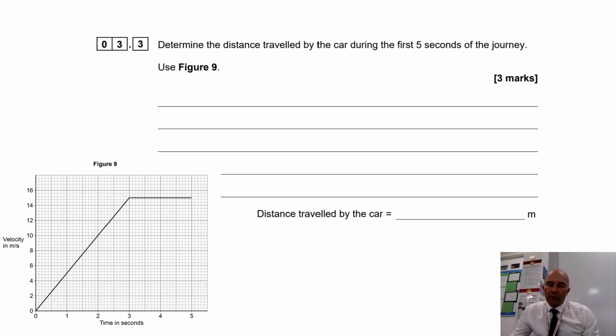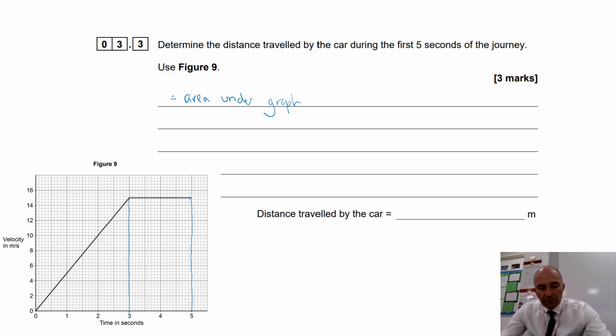Now in 3.3, we've got to determine the distance travelled by the car during the first 5 seconds of the journey. I've repeated the graph just because we're going to need to use it to work out the distance travelled. Now remember, the distance travelled is the area under the graph. Once you remember that, this now just becomes a bit of a maths question. We need to split our graph into geometrical shapes. We've got a triangle and we've got that nice rectangle. We need to calculate the area.